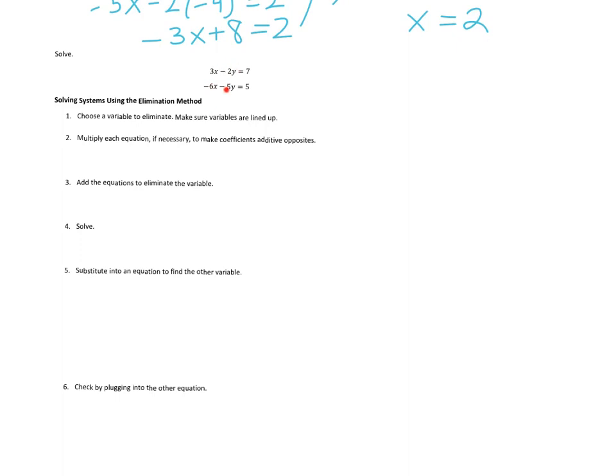Over here, let's see, the smallest number 2 and 5 go into is 10. So I'd have to multiply 2 by 5, and I'd have to multiply 5 by 2. Now I have my additive inverses. Strategically, the x is easier. So we're going to choose the x. That's our first step.